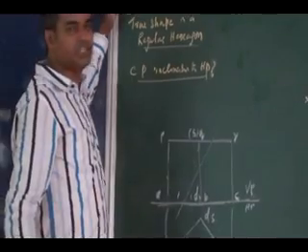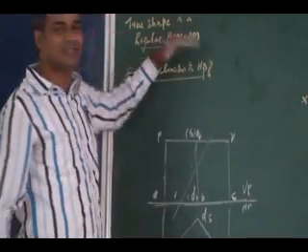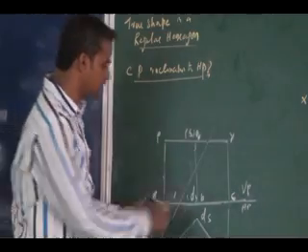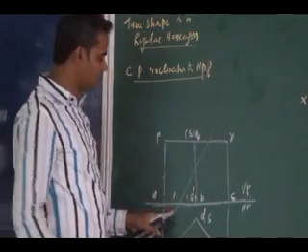But the true shape, it is a regular hexagon. So regular hexagon in the sense, the true shape has to be a regular hexagon.